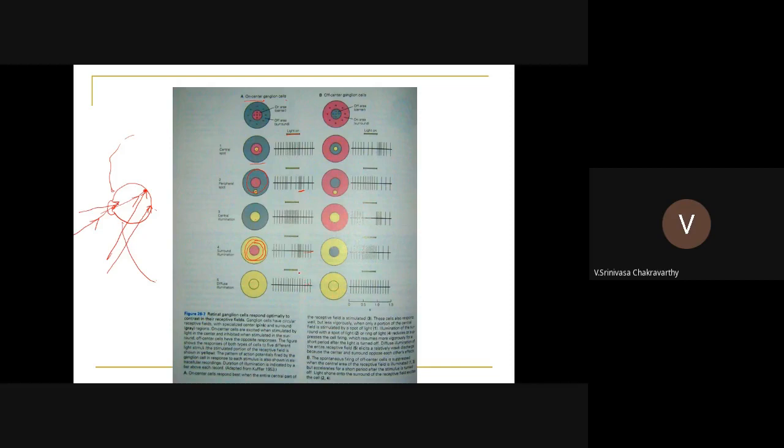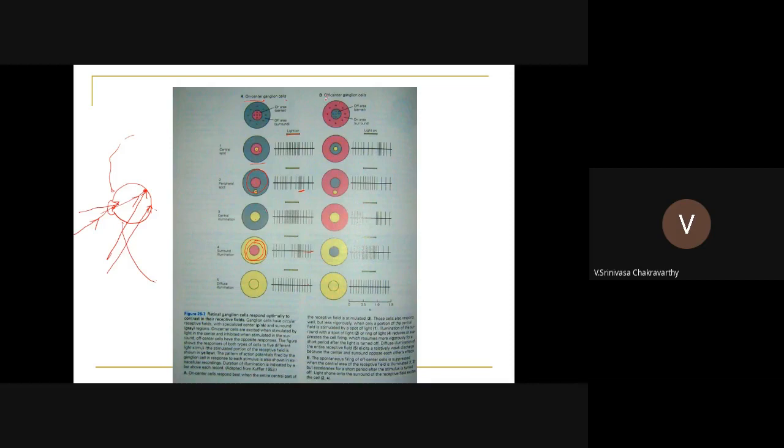So cells which respond when you shine the light in the central part, this is the receptive field. This is the area over which the cell responds. Outside this, there's no response because it has no access to those points in the visual field.